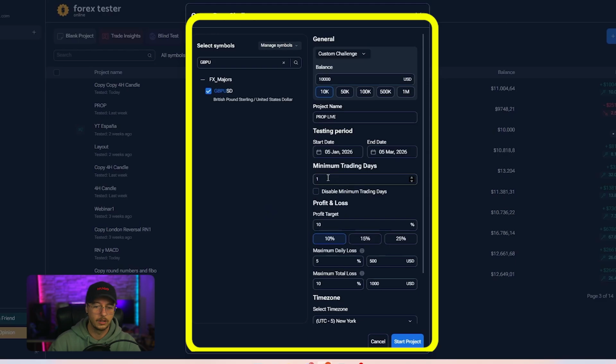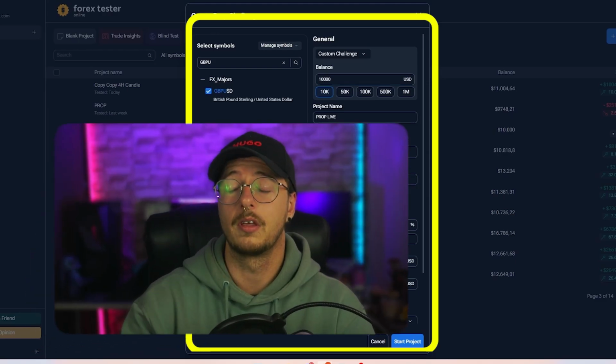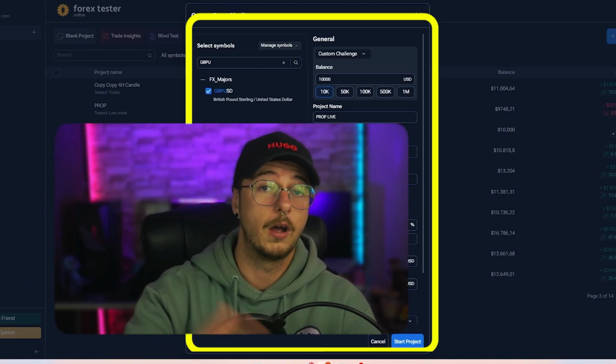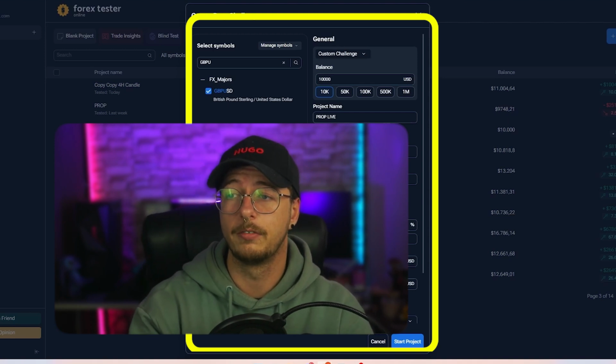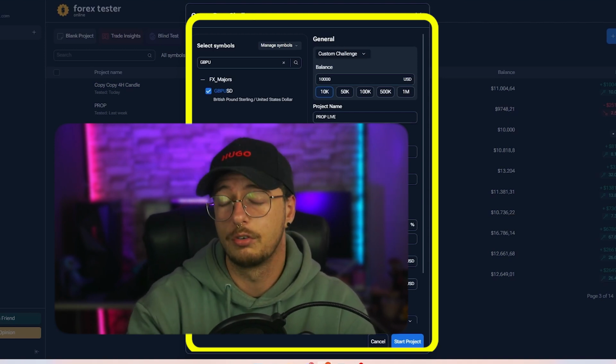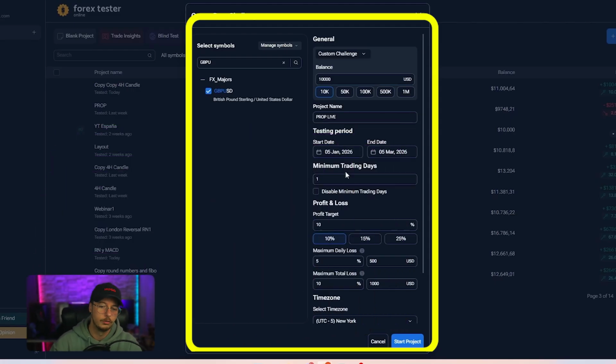Minimum profit days, we could leave it at 1, because obviously if we have a prop challenge that needs 5 days, but they don't implement any rule where it says that those 5 days need to be traded the same way, we could just open, close a trade, and that would be it. So just leave this at 1.